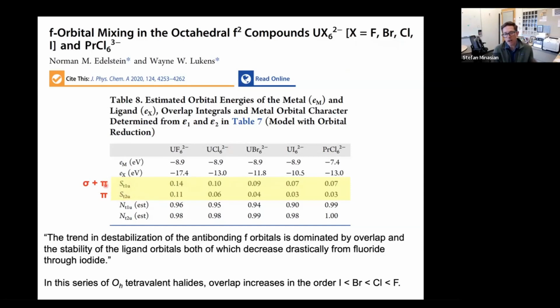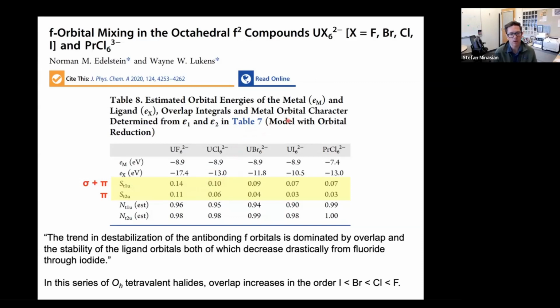Now, one thing to point out is that in f orbital systems, it's impossible to separate the orbitals that are sigma bonding from those that are pi bonding. And so it may be the case that the trend is reversed for orbitals that were sigma bonding only, if we could look at those. And that's something that we're going to be interested in looking at more in the future. I also want to emphasize that this is one series of compounds. The trend may be very different if you were to go to something that was lower symmetry, or if you were to look at a different type of ligand.